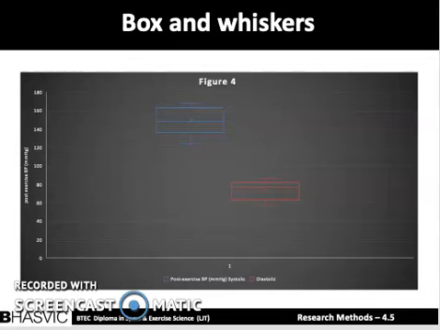Outliers are sometimes plotted as individual dots that are in line with whiskers. Box plots can be drawn either vertically or horizontally. On this graph, you can see that the systolic blood pressure for all the participants was much higher than the diastolic blood pressure.